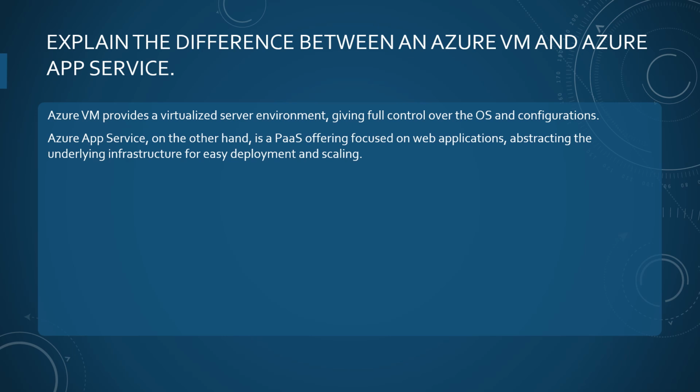Explain the difference between Azure VM and Azure App Services. Azure VM provides a virtualized server environment. It gives full control over the operating system and configurations. Whereas Azure App Services act as a platform as a service. It focuses on web applications, abstracting the underlying infrastructure for easy deployment and scaling.